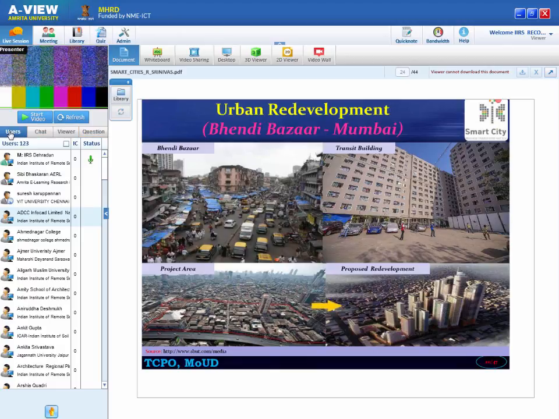Similarly, you must also give some good examples of our country. So this is also urban redevelopment. A presentation on Bendi Bazaar urban redevelopment was also made in the inaugural ceremony of the Smart City Mission, and you can see how it was before and how it is now. The transit building has come, and the project area has also been delineated, and how it will look after complete redevelopment.